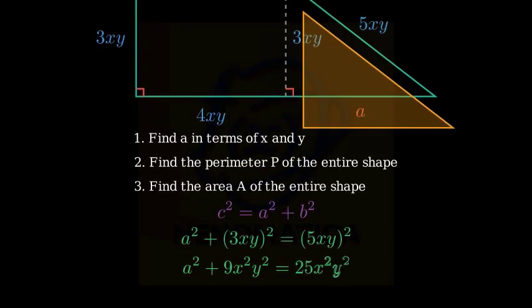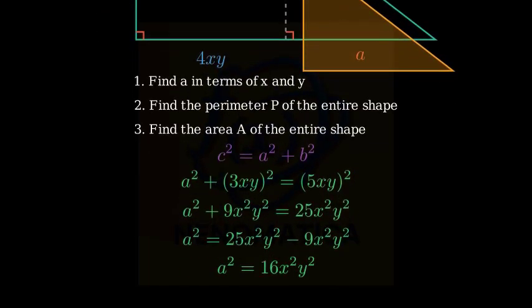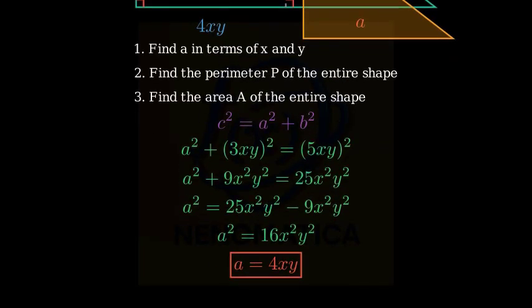Simplifying the squared terms, a squared plus 9x squared y squared equals 25x squared y squared. Solving for a squared, a squared equals 25x squared y squared minus 9x squared y squared, which gives us a squared equals 16x squared y squared. Taking the square root of both sides, a equals 4xy.